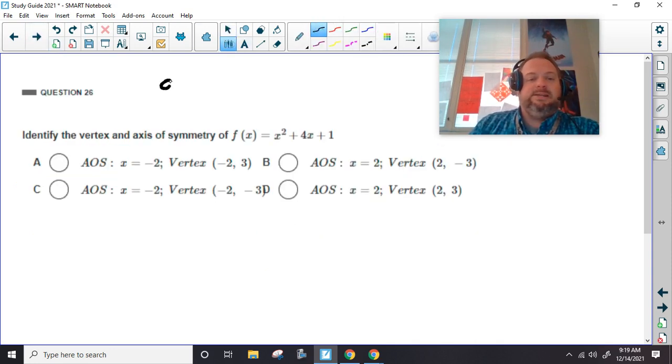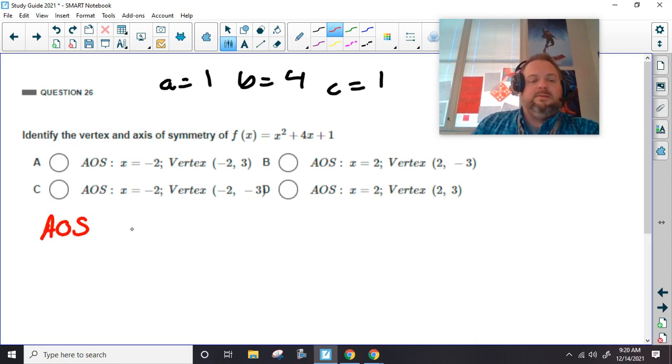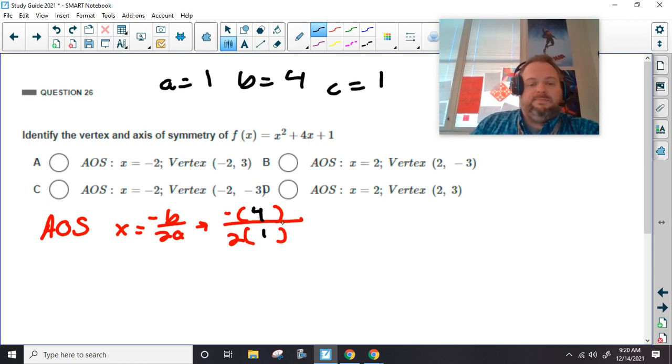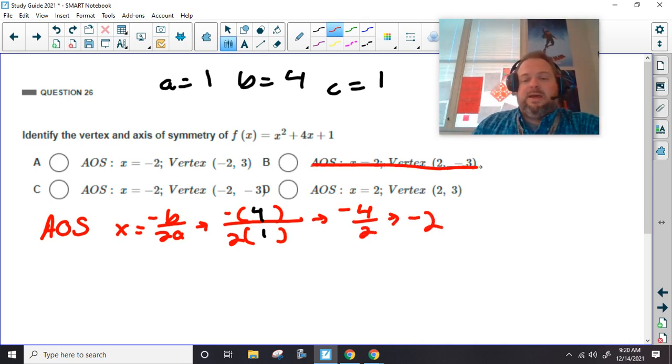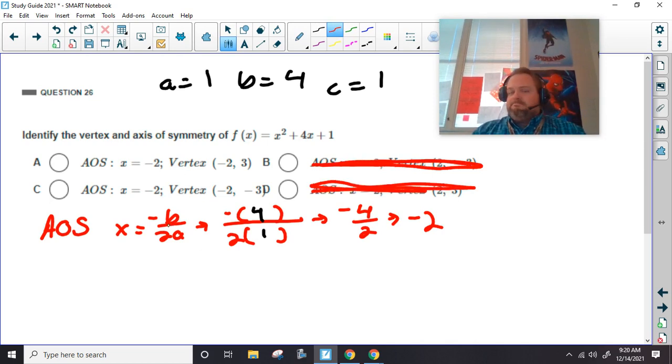Axis of symmetry. So our A is 1, our B is 4, our C is 1. To find the AOS, remember this is X equals negative B over 2A. This is also something that would be pretty good to have on your legal cheat sheet. 4 over 2 is 2, negative 2. All right, so I can already mark out the ones that don't have negative 2. So I got a 50-50 shot.